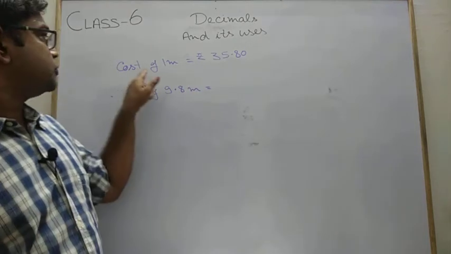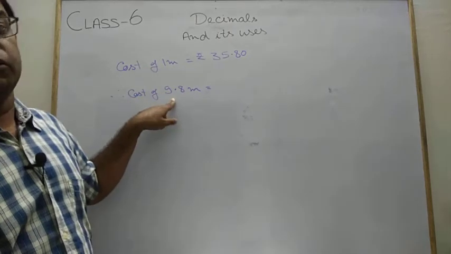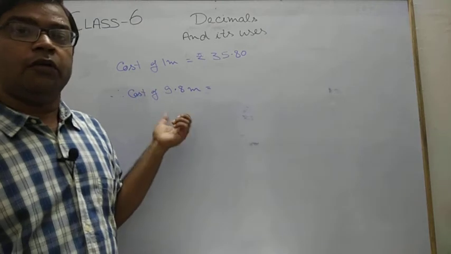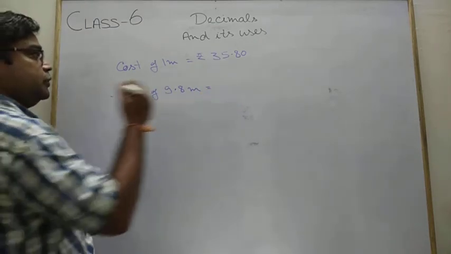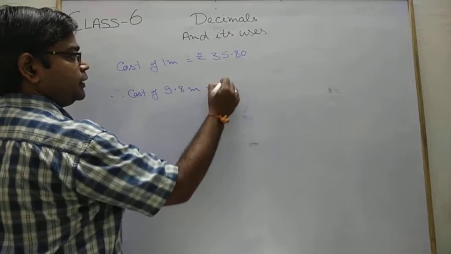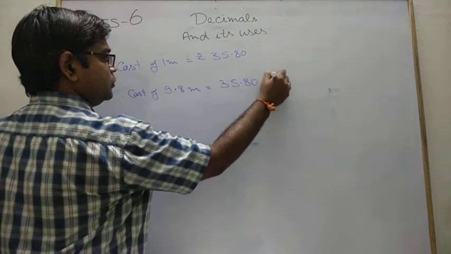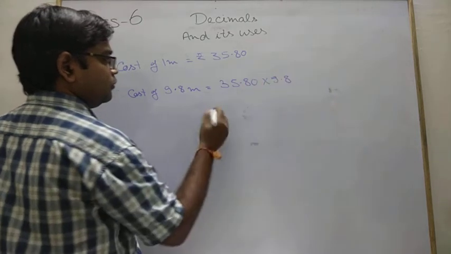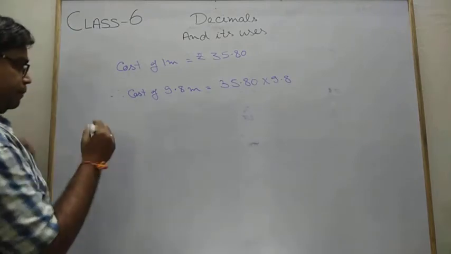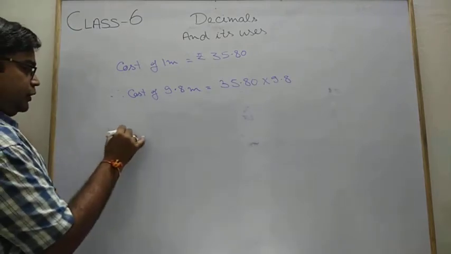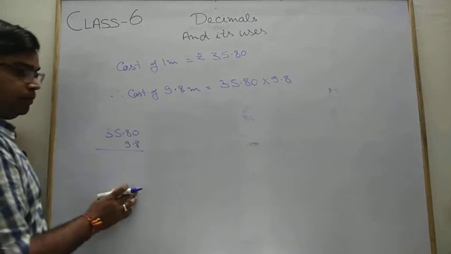So in this case, cost of 1 meter is given, and you have to find more amount of cloth. Then we have to multiply this by this to get the answer. So therefore cost of 9.8 meter equals 35.80 into 9.8. We have to multiply this. So in your rough work you have to multiply 3580, what I told you. First multiply, then place the decimal.